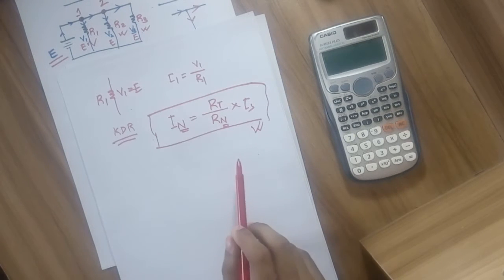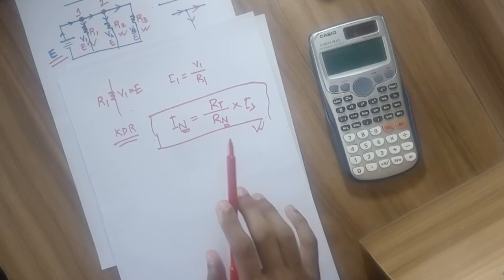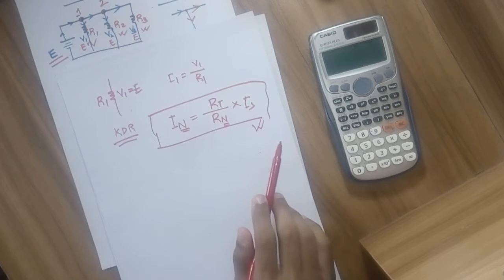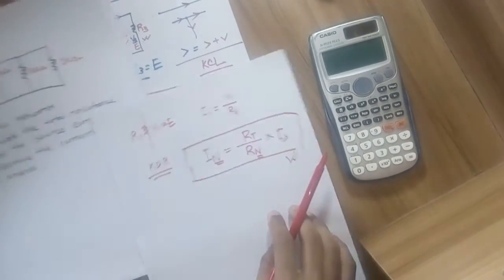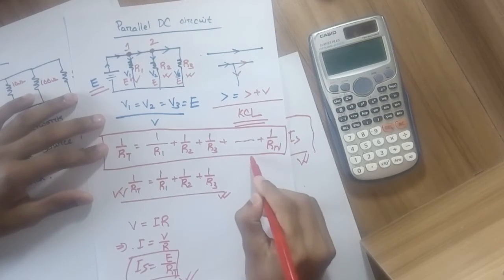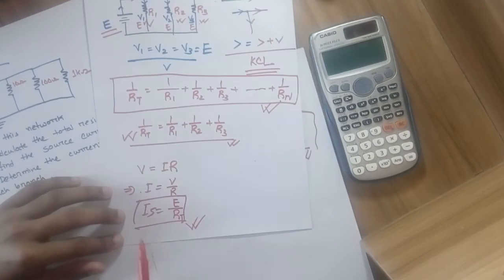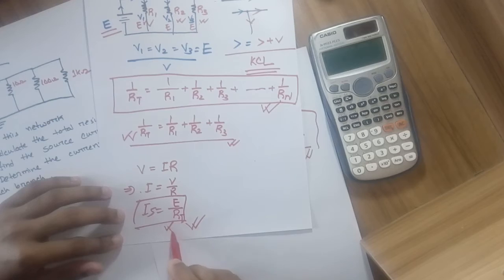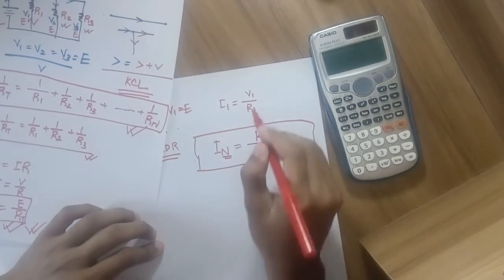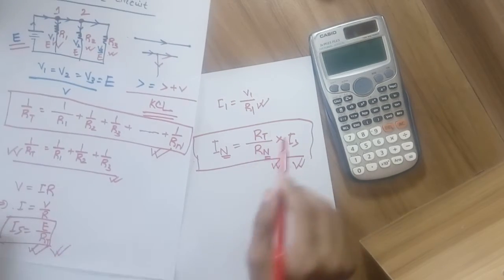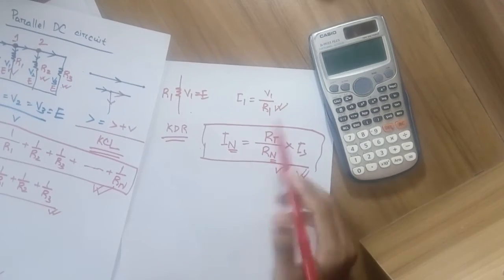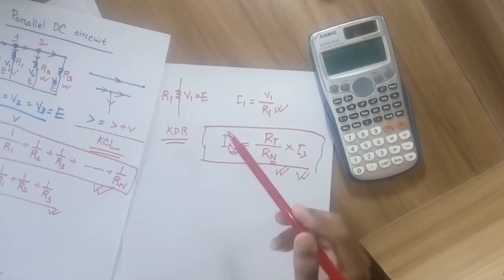We are going to apply it to a mathematical problem, and then you will be able to understand. As you can see, to find the total resistance we are going to use this, to find the source current we are going to use this, and to find the branch currents we are going to use this or this. We can use either one and we will get the same result.